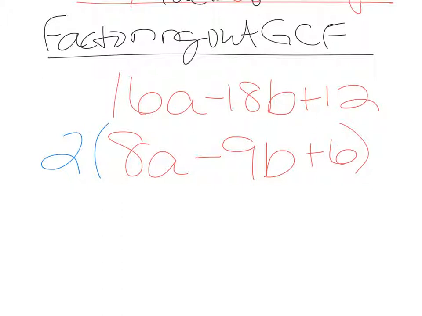One way you can always check your answer is to distribute. Also, if you really truly factored out the greatest common factor, anything inside the set of parentheses shouldn't have anything left in common. 8a, 9b, and 6 don't have anything else in common, so I know I factored out the greatest common factor. Okay, so let's look at some of these examples.